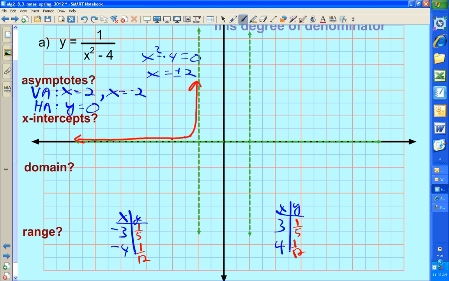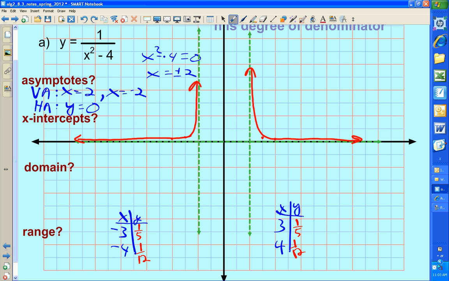So when we look at the graph, at 3, 1/5 and 4, 1/12, you see that we're kind of mirror imaging. Sorry, missed that point a little bit.